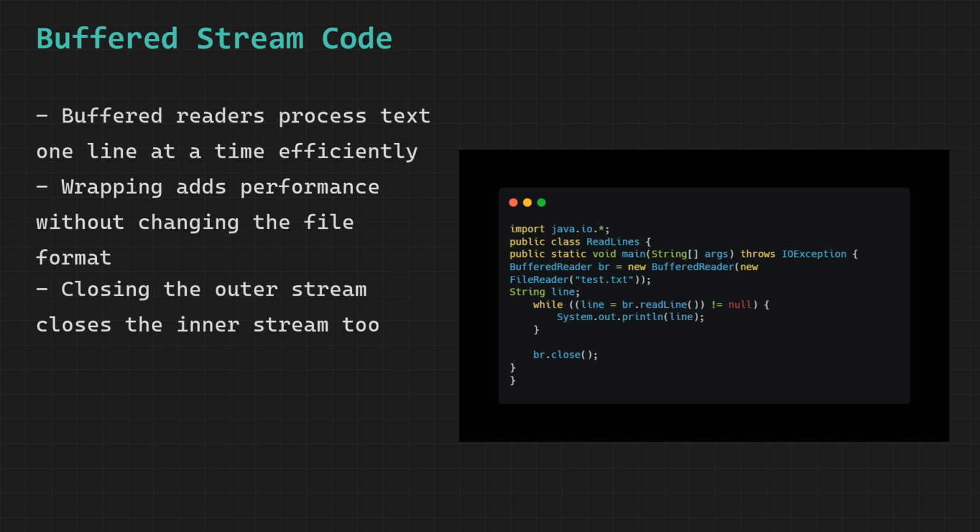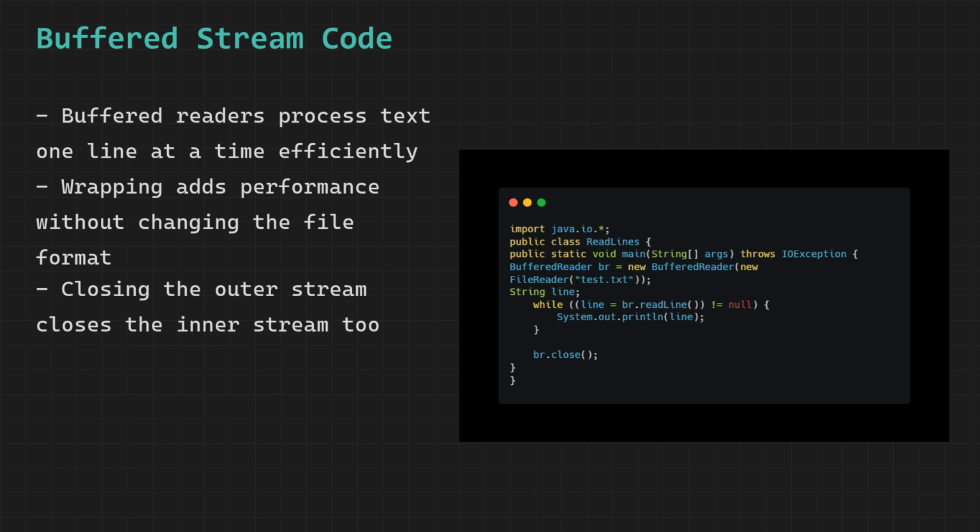When readLine reaches the end of the file and there are no more lines to read, it returns null instead of a string. As long as the return value is not null, the loop continues. Inside the loop, we simply print the line using println. Each line from the file is printed to the console on its own line.